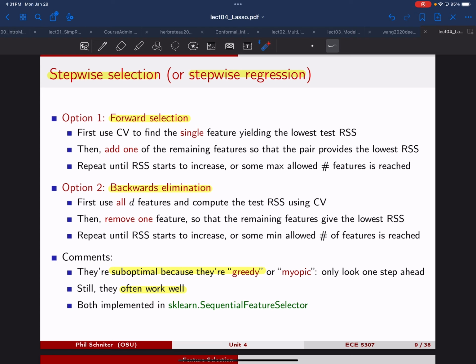Are there any questions on the stepwise methods? All right, making sense? Okay.